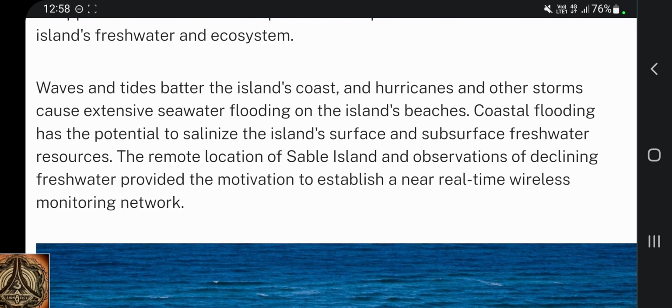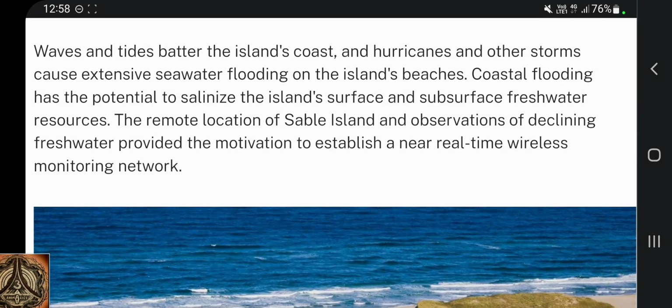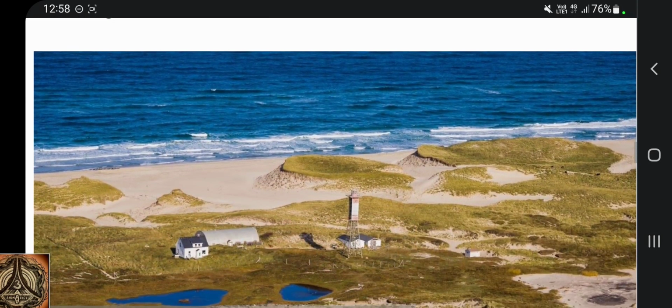There it got interesting. Subsurface freshwater resources. The remote location of Sable Island and observations of declining freshwater provided the motivation to establish a near real-time wireless monitoring network.